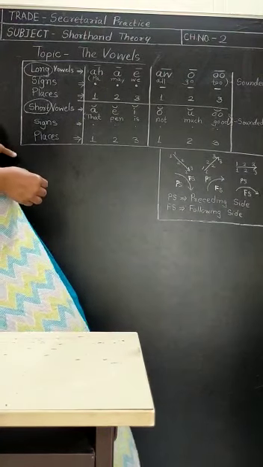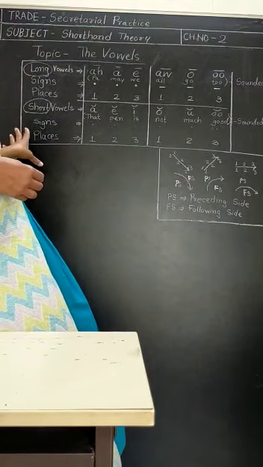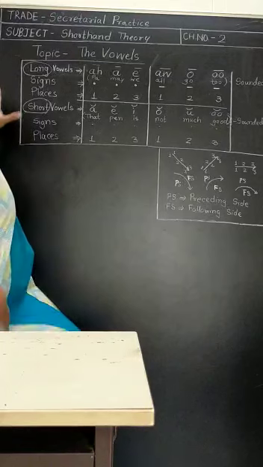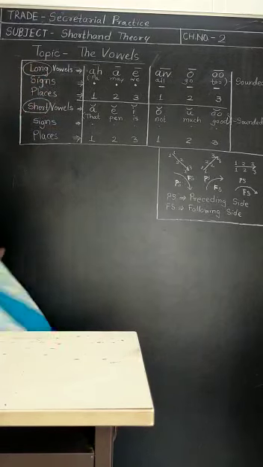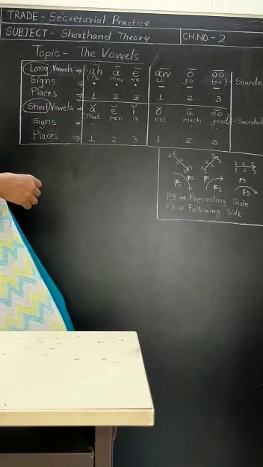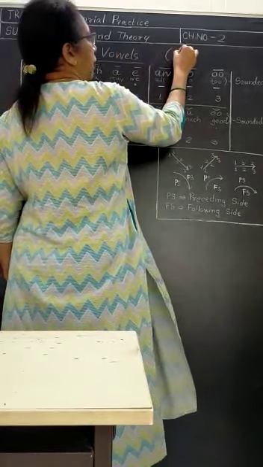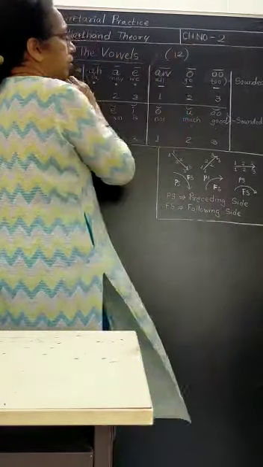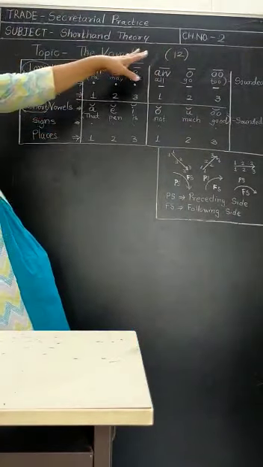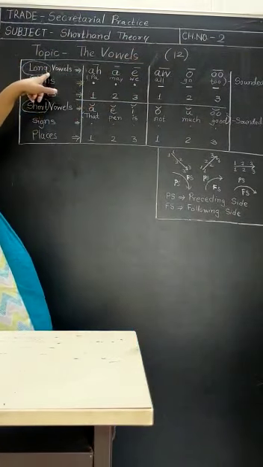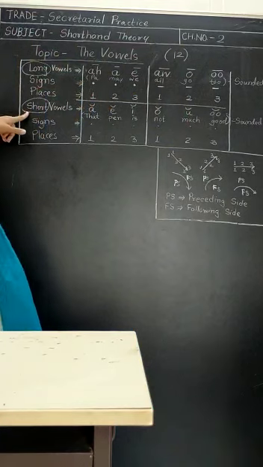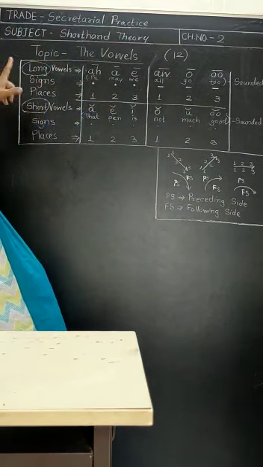Today we will learn the chapter vowels. In English shorthand, there are a total of 12 vowels. From those 12 vowels, 6 are long sounded vowels and 6 are short sounded vowels.